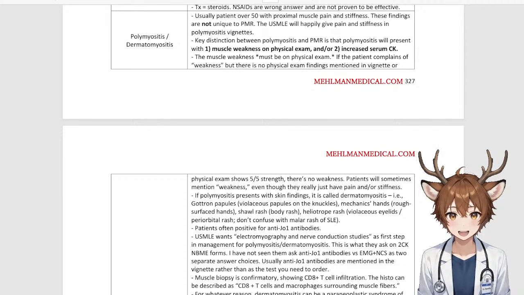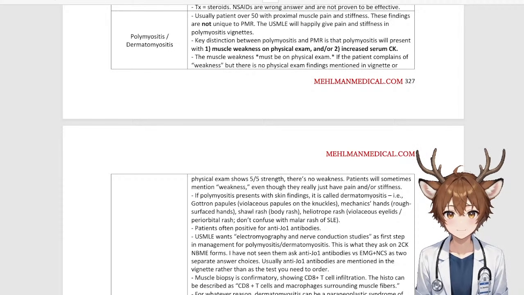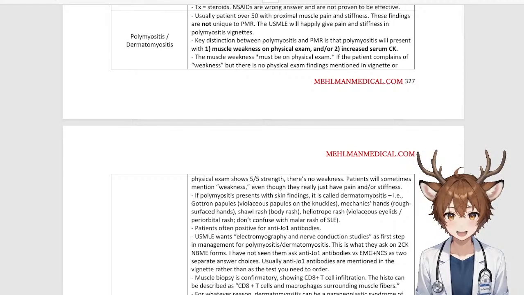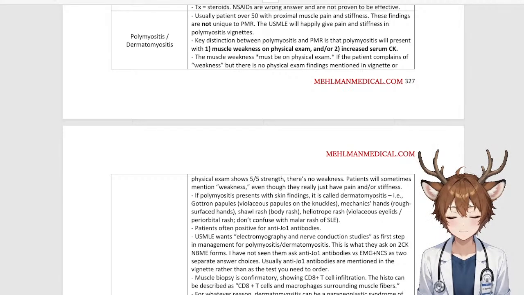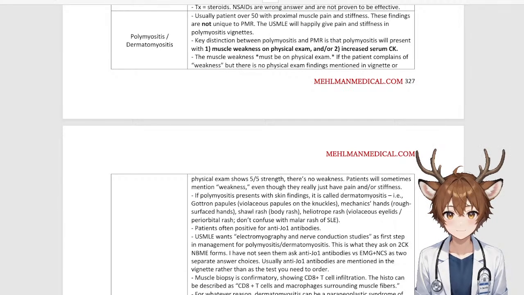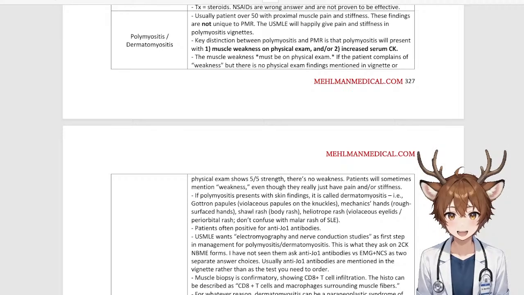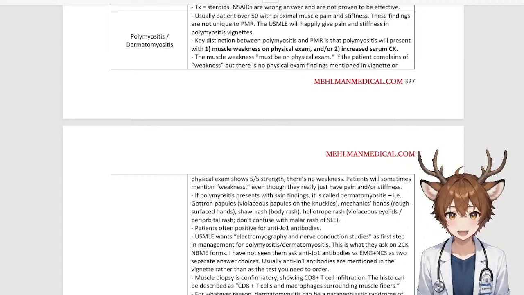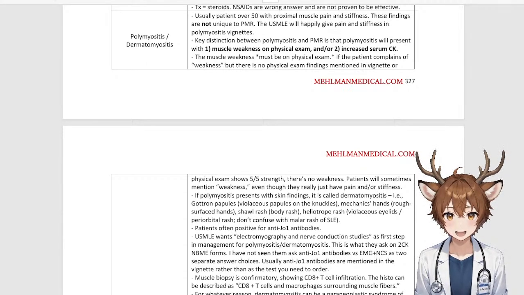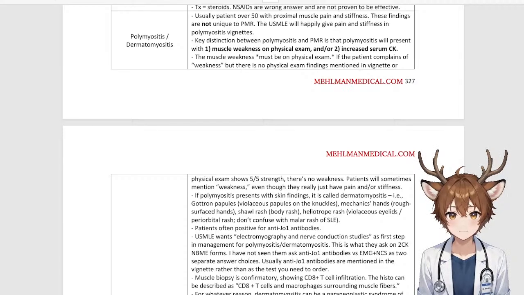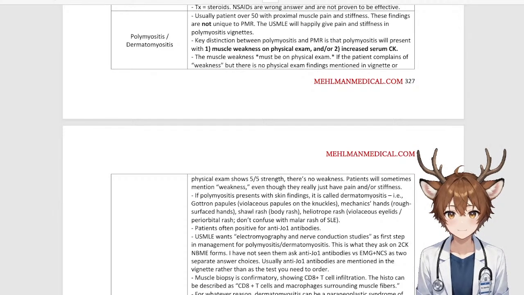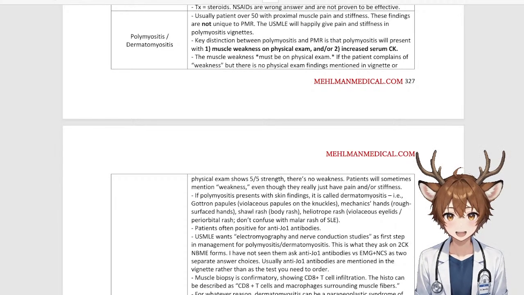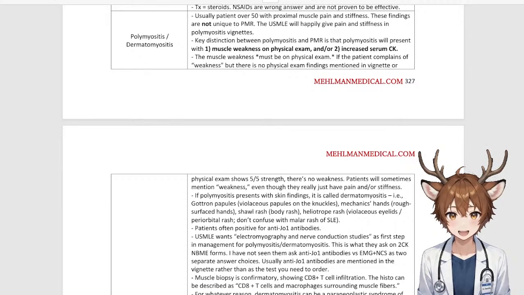Key distinction between polymyositis and PMR is that polymyositis will present with 1. Muscle weakness on physical exam, and or 2. Increased serum CK. The muscle weakness must be on physical exam. If the patient complains of weakness, but there are no physical exam findings mentioned in the vignette, or physical exam shows a 5 out of 5 strength, there's no weakness. Patients will sometimes mention weakness even though they really just have pain and or stiffness.